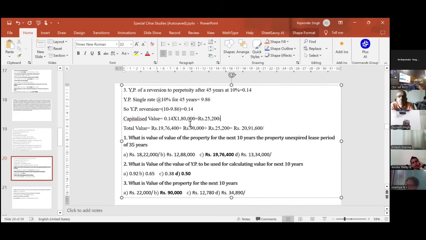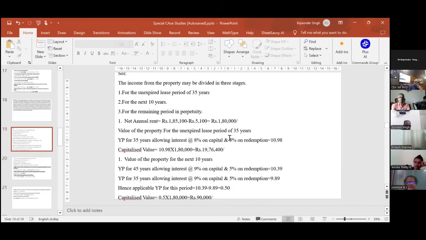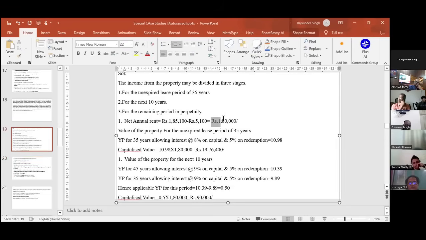So the value in the third portion. But it says that the rent will remain the same. So you can calculate the net rent, which is 1,81,500 minus 5,100. Net rent is rupees 1,80,000. Clear? Any doubt in this question?